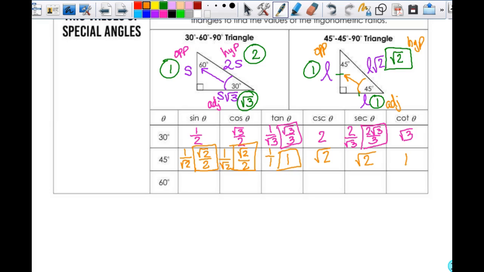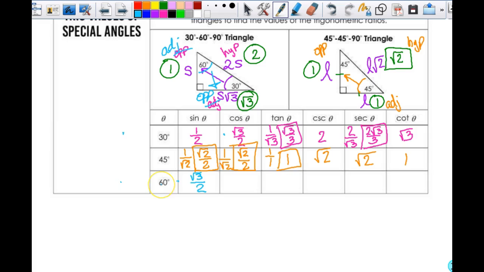Now look what happens with 60. When I do 60, this is the angle, so the opposite and the adjacent switch places. Right? That's what happens. It is opposite over hypotenuse. The opposite is now the square root of 3 over the hypotenuse, which is 2. What does that match in my 30-degree row? Cosine of 30. The cosine of 30 and the sine of 60 are the same thing, because those are the two acute angles in that same triangle.